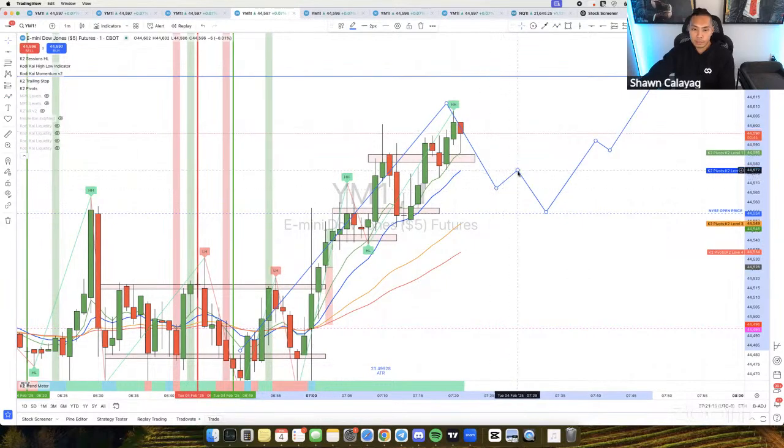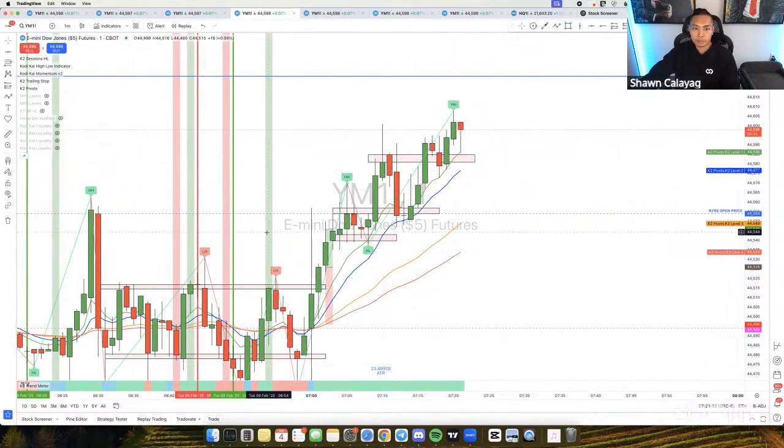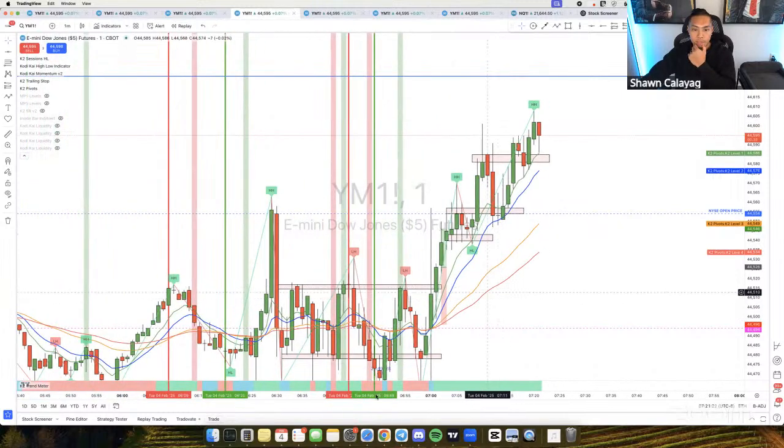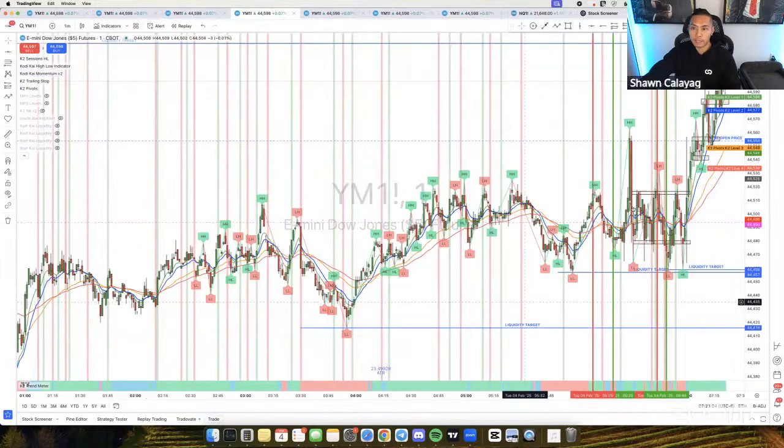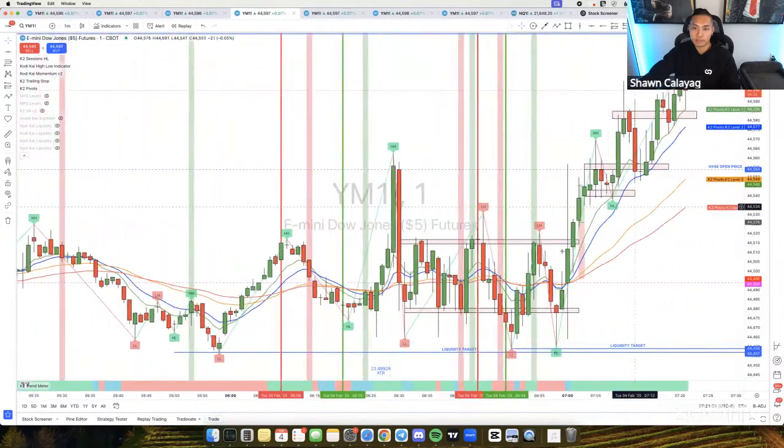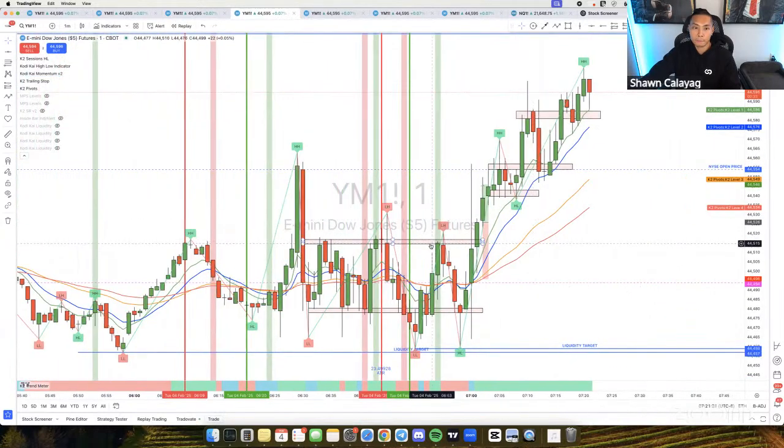Because this momentum here has been active for a long time, right? It's due for it to swing the other way. Because if you look at momentum here, it typically has to swing the other way. It can't stay green forever.